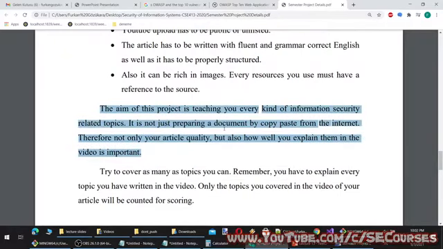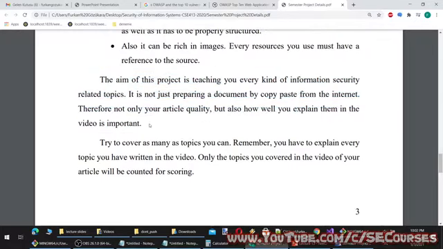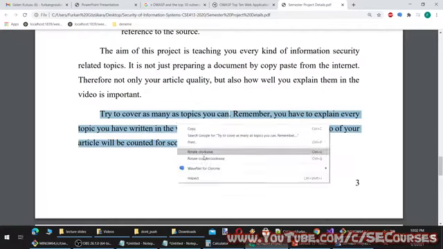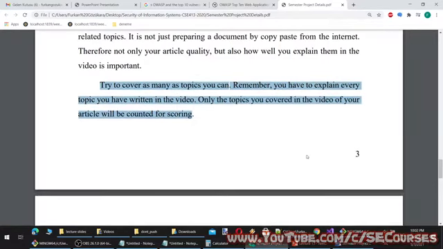The aim of this project is teaching you every kind of information security related topics. It is not just preparing a document by copy-paste from the internet. Therefore, not only your article quality, but also how well you explain them in the video is important. Try to cover as many topics as you can. Remember, you have to explain every topic you have written in the video. Only the topics you covered in the video of your article will be counted for scoring.